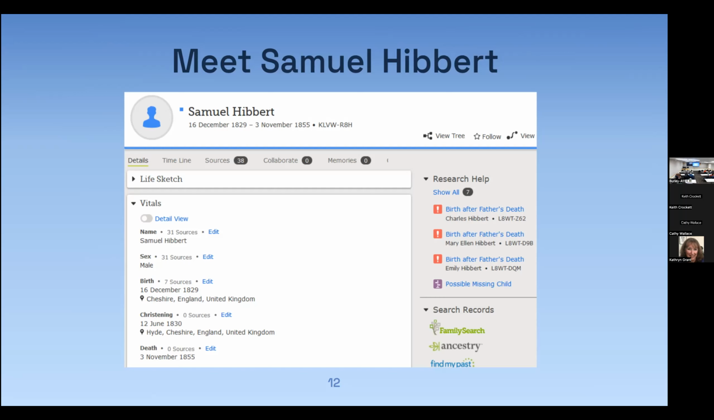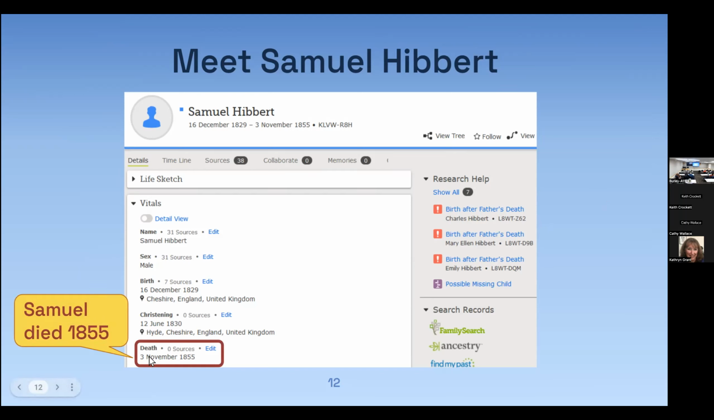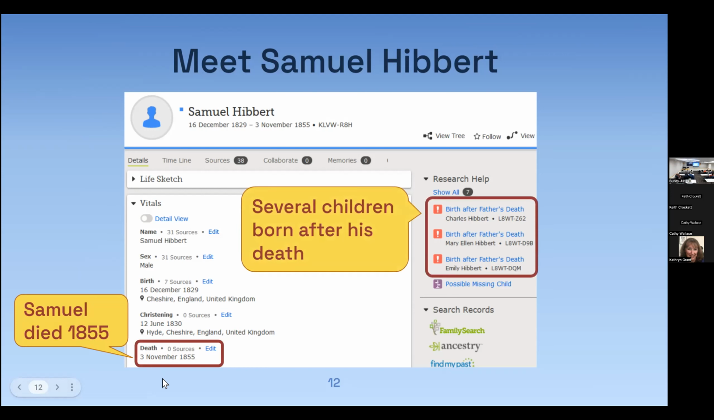So if you go out to his page right now, it won't look exactly like this, but last I looked, it was still messed up. So let's take a look at poor Samuel, who actually represents, he's got at least 13 merges on him that represent at least 5 different men named Samuel Hibbert. So what we've got here is this guy dies in 1855, but look at the error messages for the kids.